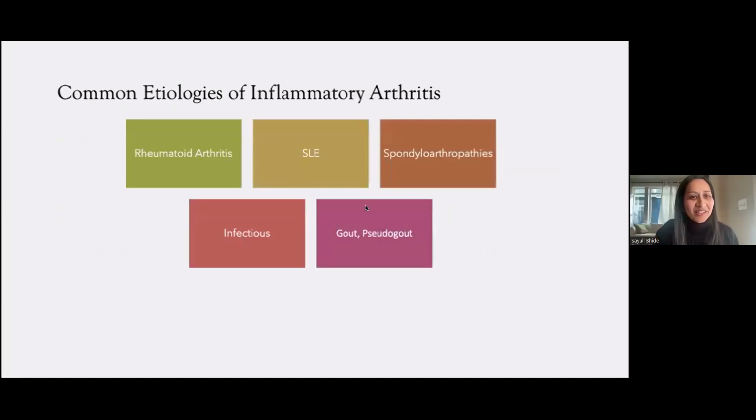Awesome. All right, so here are some common etiologies of inflammatory arthritis. Most people are familiar with all of these: rheumatoid arthritis, lupus, and then the spondyloarthropathies, which I think people are a little less comfortable with. So that's things like ankylosing spondylitis, psoriatic arthritis, reactive arthritis, and arthritis that's associated with inflammatory bowel disease. And then you have your infectious or septic arthritis and gout and pseudogout. We're really going to focus on the top three today. I think more people feel comfortable diagnosing a septic joint or gout in the clinic than they do diagnosing lupus.